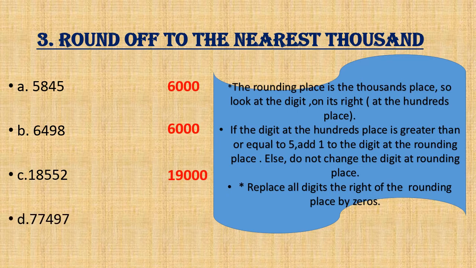Part D, 77,497. Here in thousands place we are having 7, and if we look to its right we are having 4, which is less than 5. So we will not make any change in thousands place, and the rest of the numbers to its right will be replaced by 0. So 77,000. Clear?